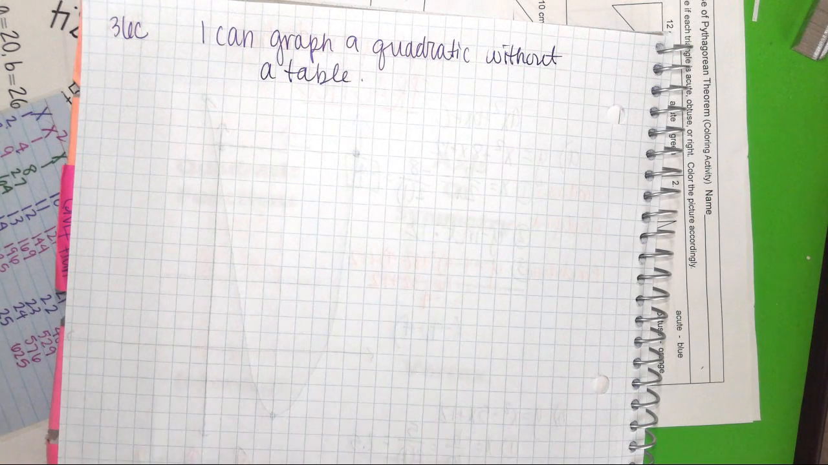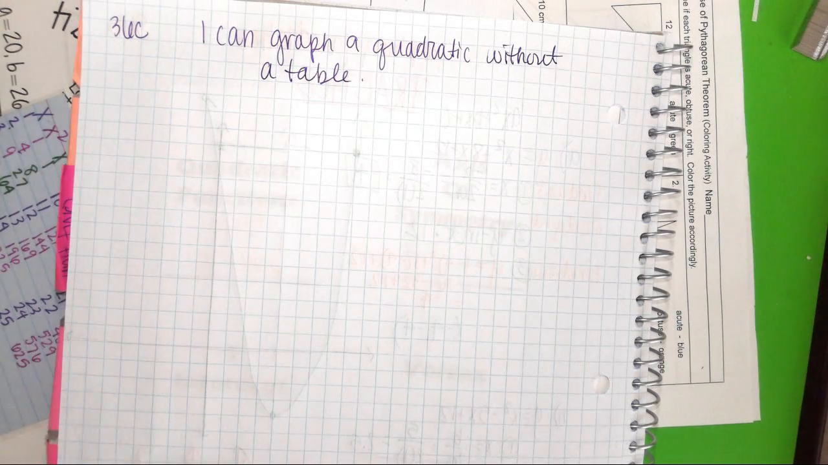And when we're graphing without a table, what three things do we need to be able to graph? Who can name one of the three things? Vertex. The vertex, good, take a point. Somebody else name a different thing. Axis of symmetry. Y-intercept and axis of symmetry, good. Both of you take a point, great job.